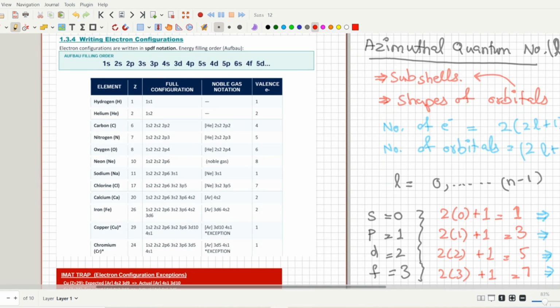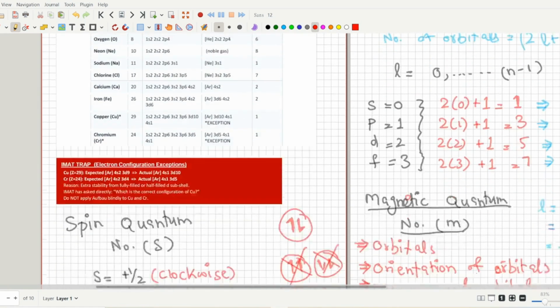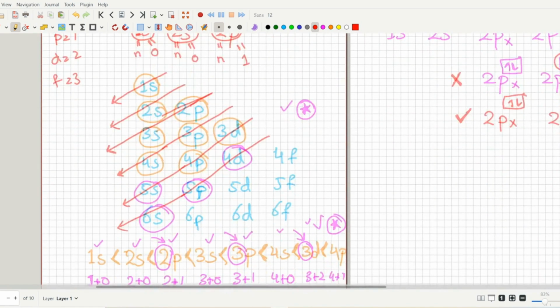For hydrogen you have 1s1, for helium it's 1s2, for carbon 1s2, 2s2, 2p2, for nitrogen it's 1s2, 2s2, 2p3, for oxygen it's 1s2, 2s2, 2p4. You can write down all the electronic configurations by using this graph, right?